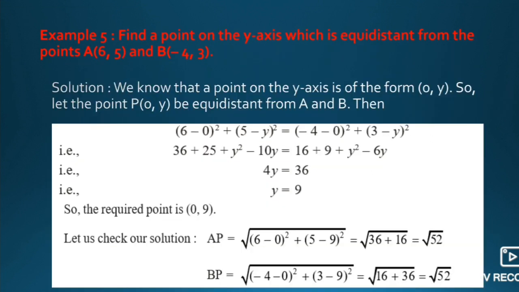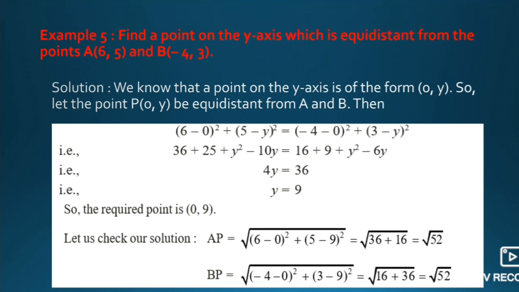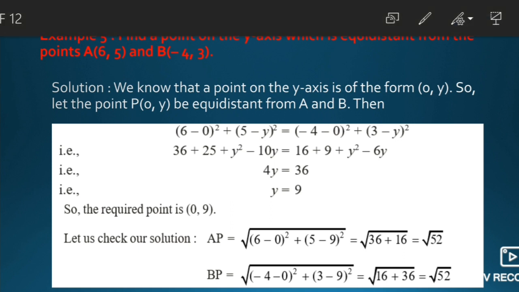Now question number 5. Find the point on the y-axis which is equidistant from the points A and B. Again, suppose this one is any point on the y-axis. Suppose I am considering this one as P. Here is A and here is B. The coordinates of A and B are given. Now it is given that this P is equidistant from A and B. That means you know that AP is equal to BP.